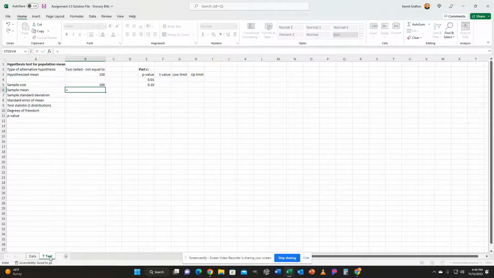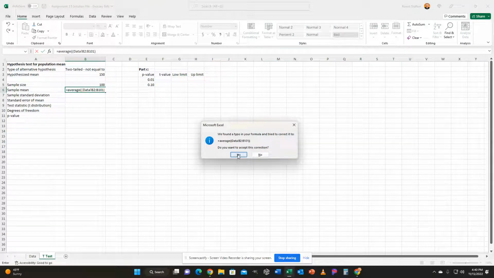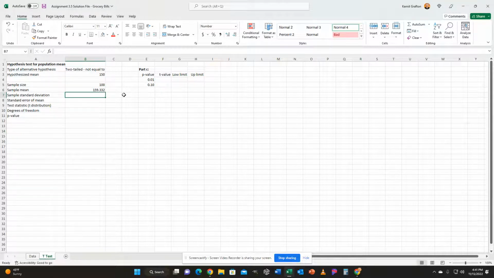We're going to want our sample mean, which is equal average. And again, we're going back to the data tab. B2 through B101. It left off some parentheses. I've also gone ahead and set the numbers here so it's got three decimal places. You might want to do that for yours as well.